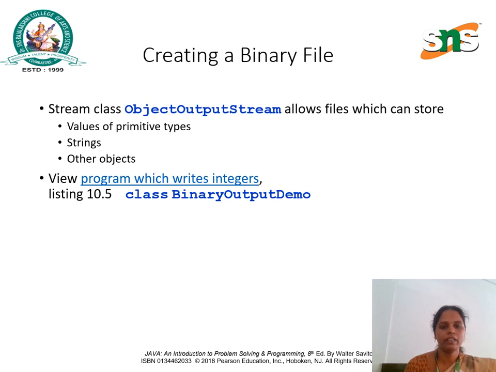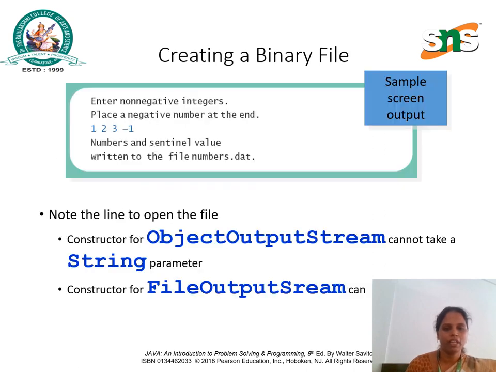So how to create a binary file? Stream class object output stream allows files which can store values of primitive types, strings, other objects. So view a program which writes integers. By using the class binary output demo, we will have the knowledge of what binary files are, creating binary files. So enter non-negative integers, place a negative number at the end. So 1, 2, 3, -1, numbers and sentinel value written to a file number.dat.